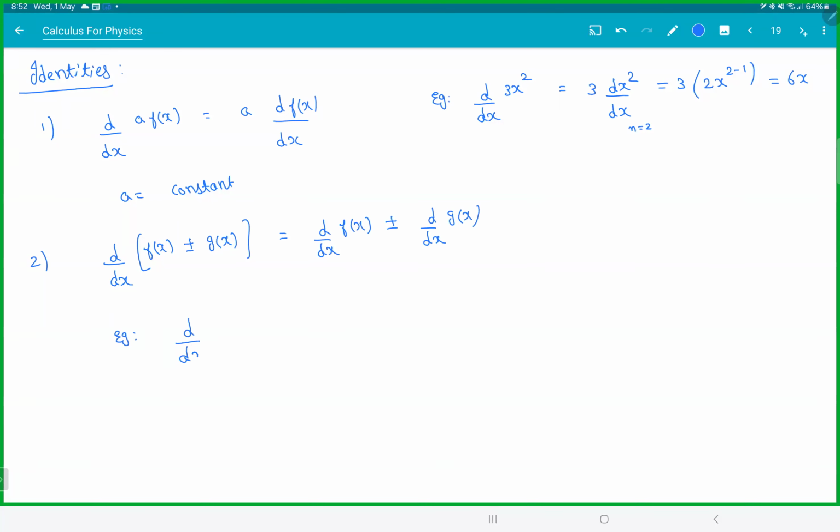Example, if you ask me to differentiate d by dx of x² plus x, I can separate this: d x² by dx separately, plus dx by dx separately. So for this, n is 2. For this, n is 1. So the formula will be 2 into x^(n-1). This is 1 into x^(1-1). That is 2x plus 1.